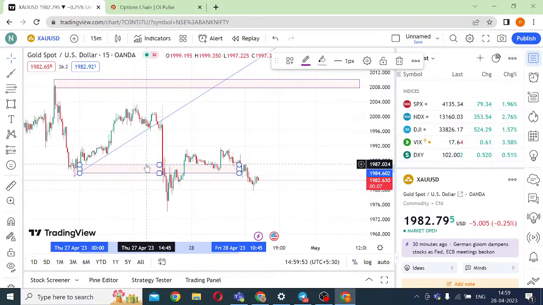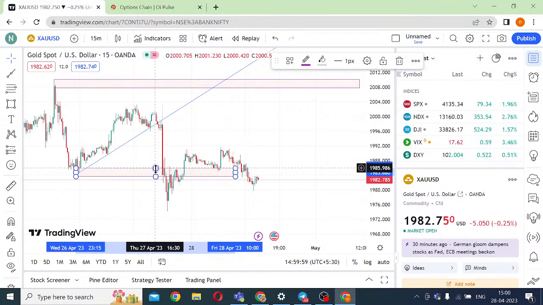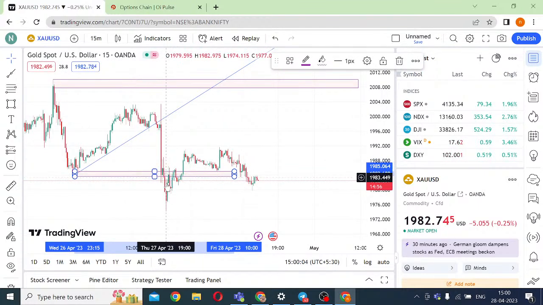I had looked at a long, मैंने यहाँ पे 1982 पे दिया था इस लेवल. Once it had started stabilizing, I had given a long here. It quickly, the first time, gave the profit; the second time it came and hit the stop loss. This entry I then did not take because I was unsure of it.